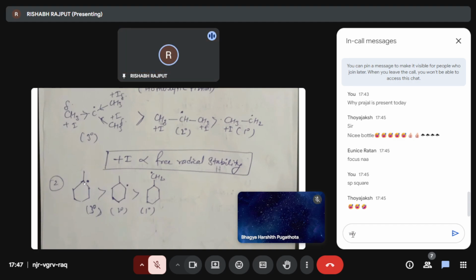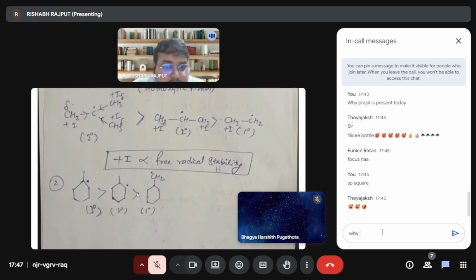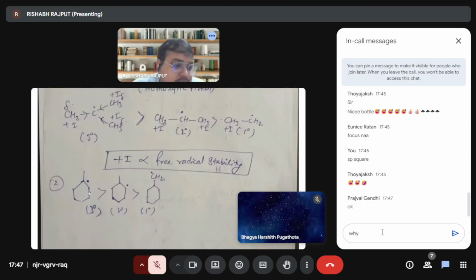This carbon is 3 degree, that is why its stability is more. Here is a 2 degree. Here is a 1 degree. So in this group, the 3 degree is the most stable, because the 3 degree is more stable compared to 2 degree and 1 degree.